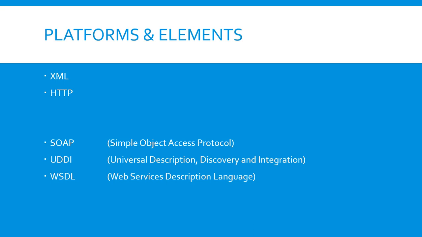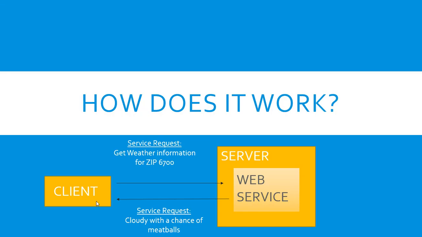Web services platform elements consist of SOAP, Simple Object Access Protocol, UDDI, Universal Description Discovery and Integration, and WSDL, Web Services Description Language. So how does a web service work? We need to have a basic understanding of how web services work. For quite a while now, there has been a lot of buzz about web services, and many companies have begun to rely on them for their enterprise applications.